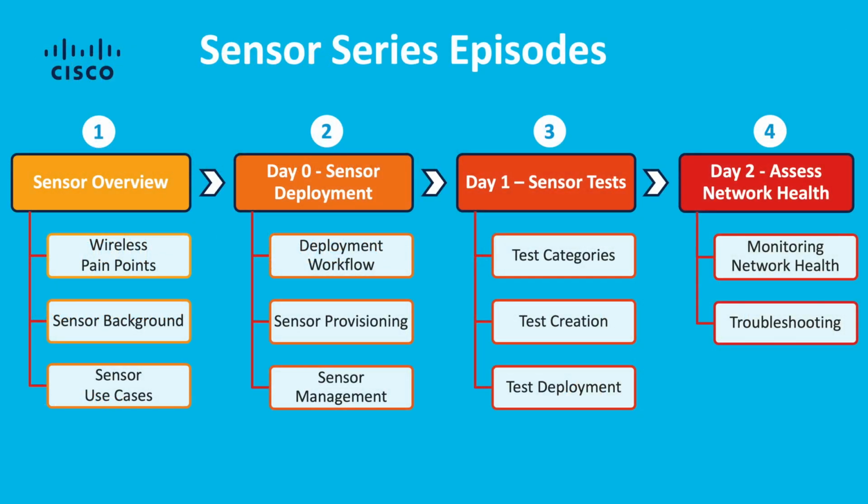In today's episode, I'll be going over how we can now assess the health of our wireless network after having deployed tests to our sensors in the previous episode. First, I'll be starting off with a demo regarding how we can monitor our wireless network's health through Cisco DNA Assurance's wireless sensor dashboard, as well as Sensor 360 page. Then, I'll finish it off by walking you through how we can troubleshoot any issues on the sensor if they occur.